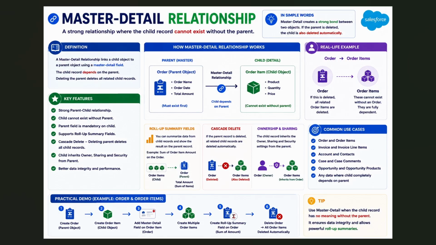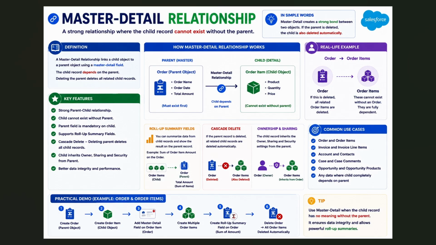So let's talk about the features of master detail relationship in brief. First of all, let me talk about the roll-up summary here. This is the roll-up summary, and it is one of the biggest advantages of master detail relationship because it allows Salesforce to automatically calculate values from child records. For example, if we have an order object and an order item object, both of them with a master detail relationship, Salesforce can automatically calculate total quantity, total amount, maximum price, minimum price without writing any code. This feature is available only in master detail relationship. So remember that.